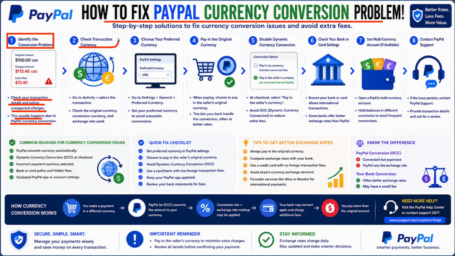You can also check your transaction currency. So go to activity and select the transaction and check the original currency, conversion currency, and the exchange rate used. You can also choose your preferred currency. So if you go to settings, general and preferred currency, you can set your preferred currency to avoid automatic conversions.